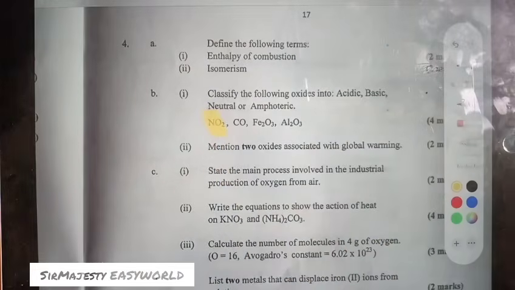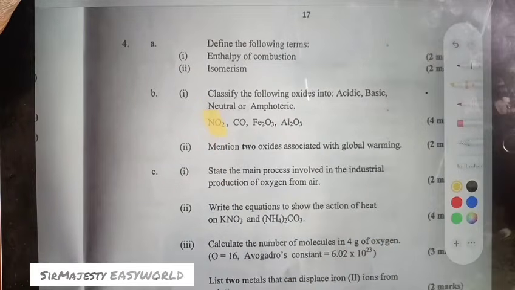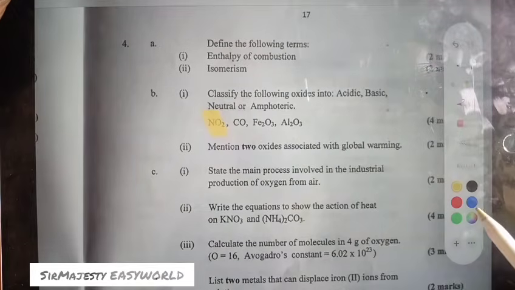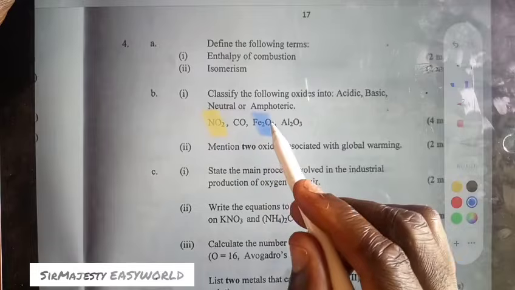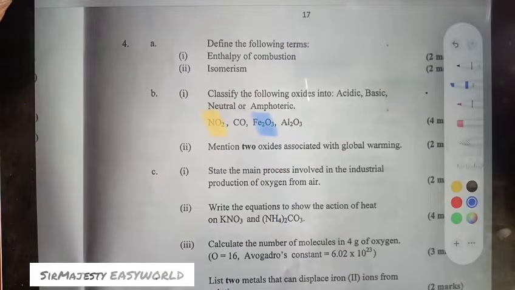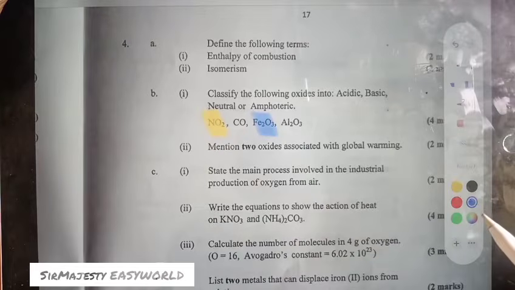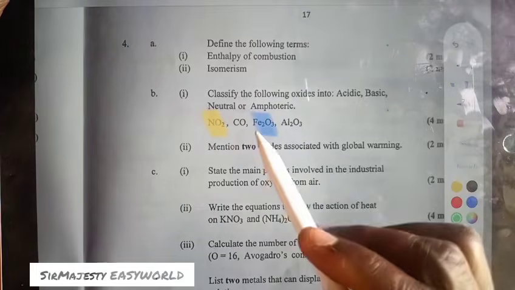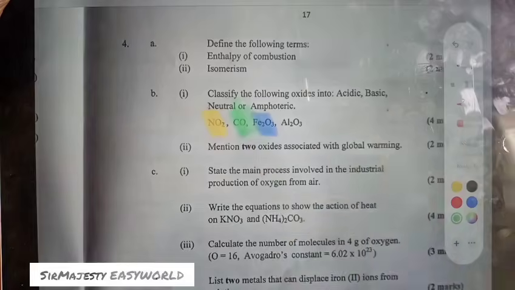So NO2 is an acidic oxide, and that's the only one I see here. Then basic oxides are oxides of metals. So I'm highlighting it. That is iron(III) oxide. Then they said neutral oxide. I'm highlighting that one in green. That's carbon(II) oxide, which is neutral.